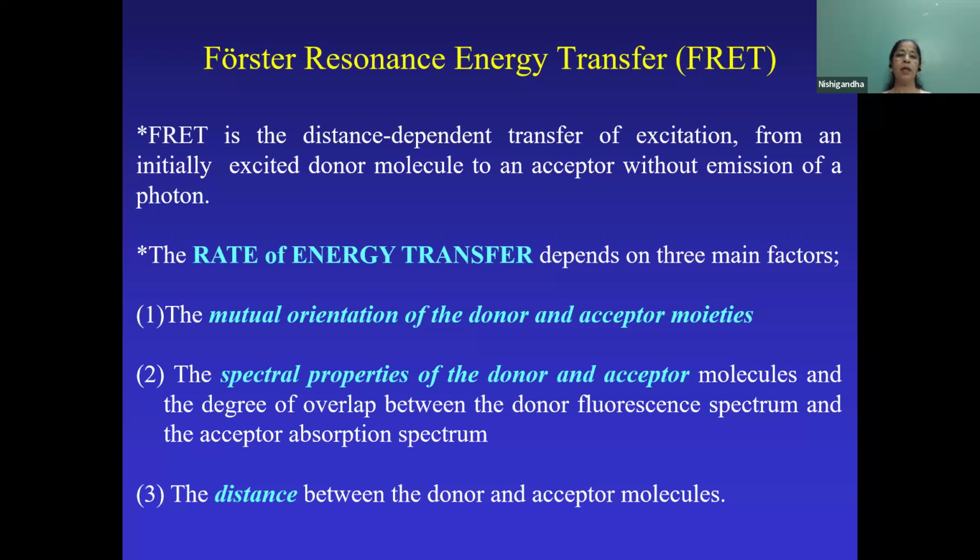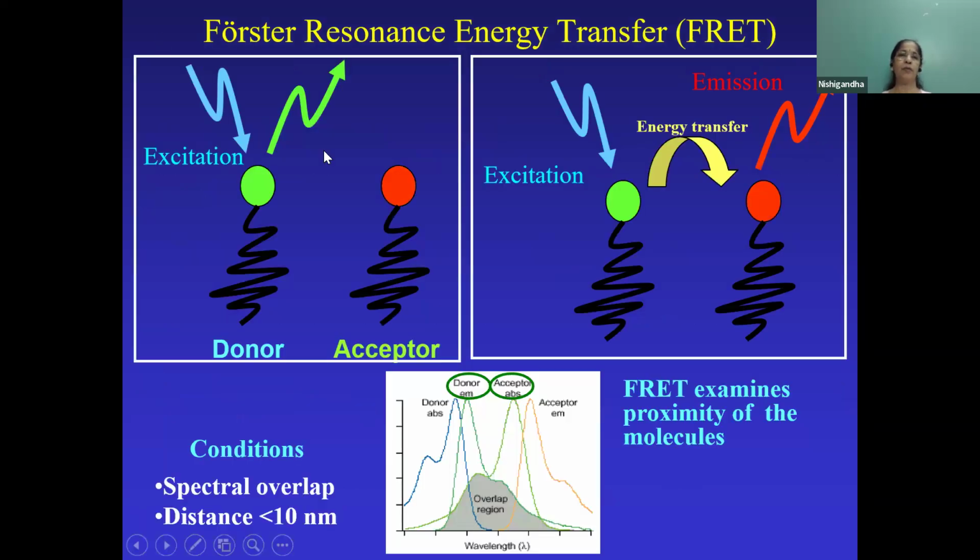Then another important thing is the spectral properties of the donor. Whatever is the emission of the donor should be the excitation of the acceptor. Only then will it get excited and emit fluorescence. And the third thing is the distance between them. The distance between them should be less than 10 nanometer. This is how FRET works.